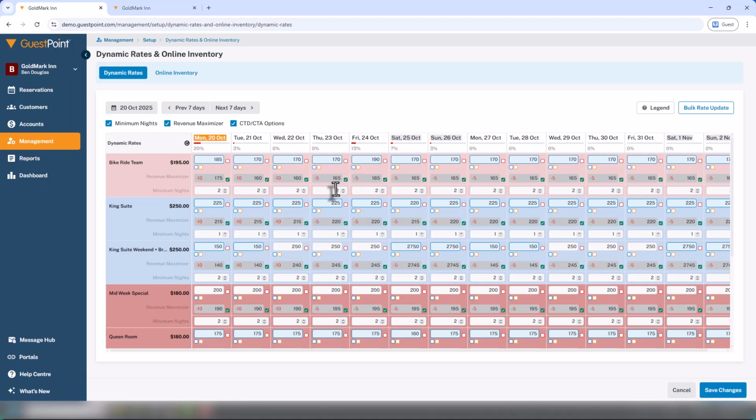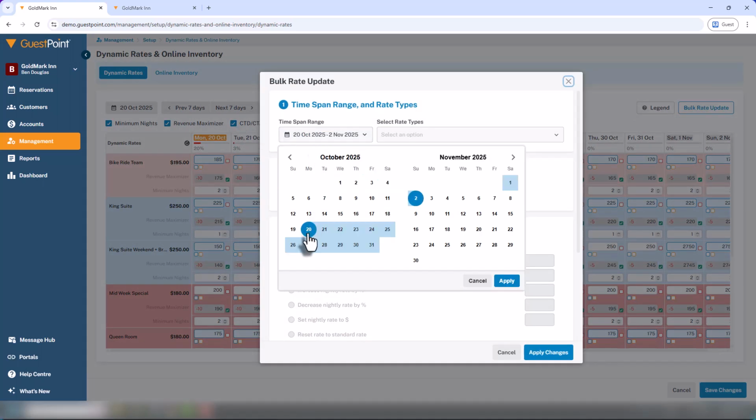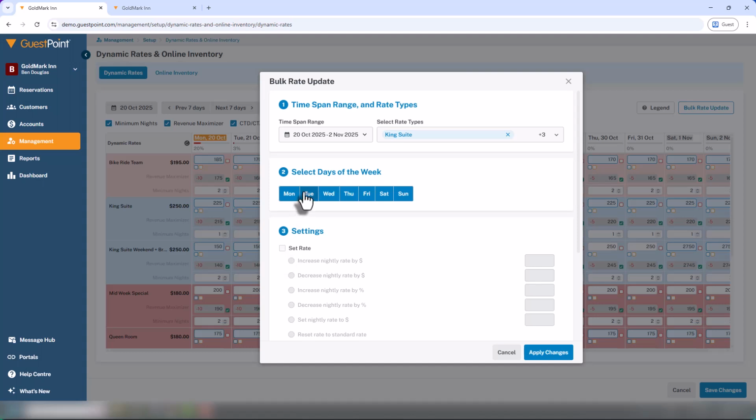Alternatively, if you're doing multiple rate adjustments, you can click on bulk rate update. Here we can select the date, so 20th of October until Friday the 24th of October, and I'm going to select the rates. I want to update the king room type and the queen room. You can also select just the days of the week over a certain time span. We're then going to set the rate. So now I've got the option.